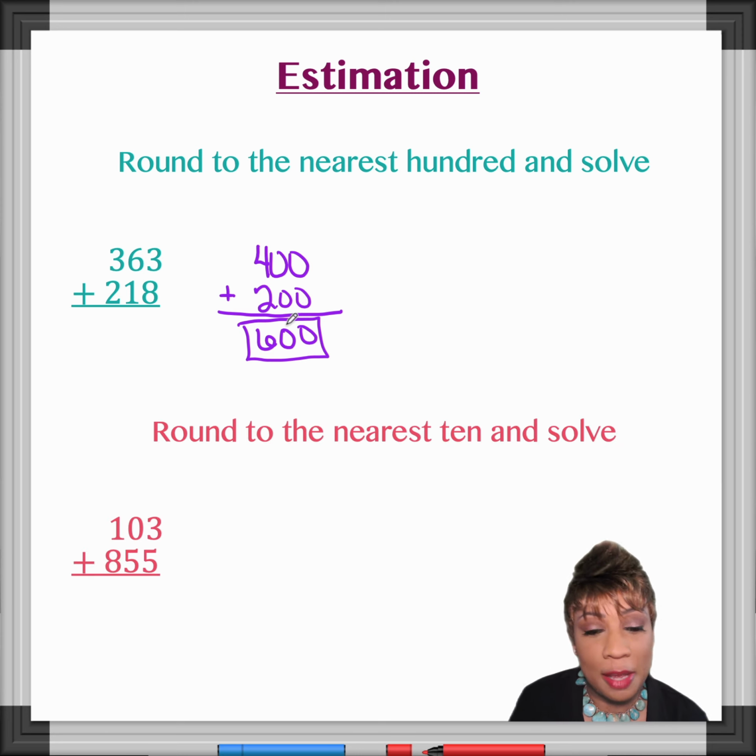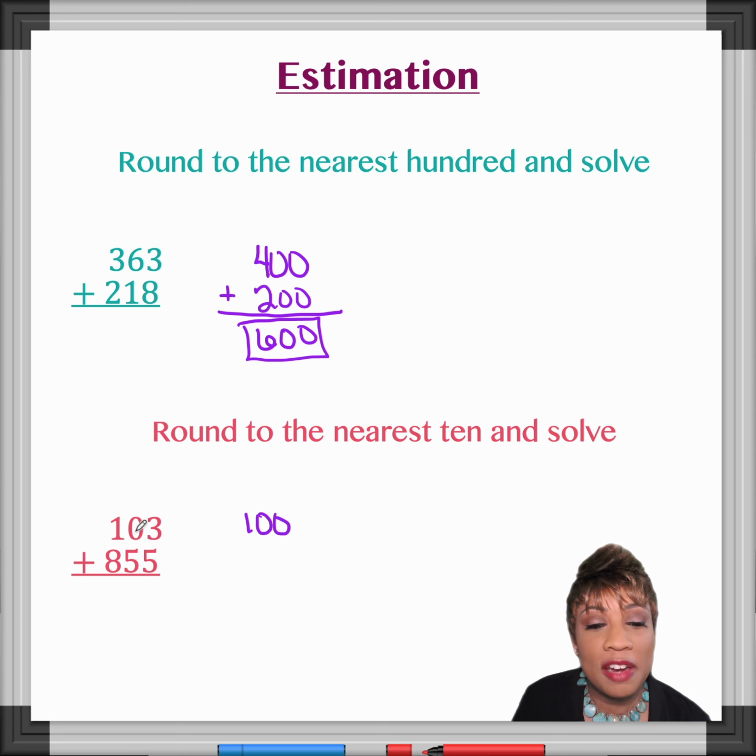Let's do another example. Now this time we're rounding to the nearest 10. So in our first number, in our tens place is 0. So we look at the number to the right, which is 3, which is less than 5. And so our number is going to be 100.